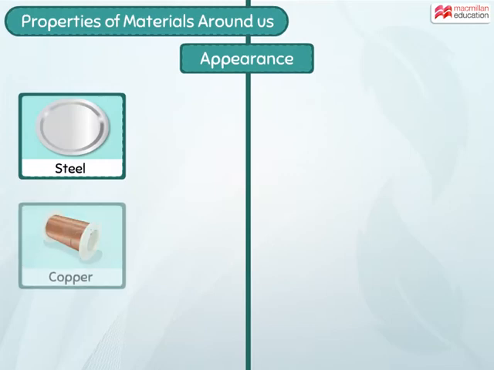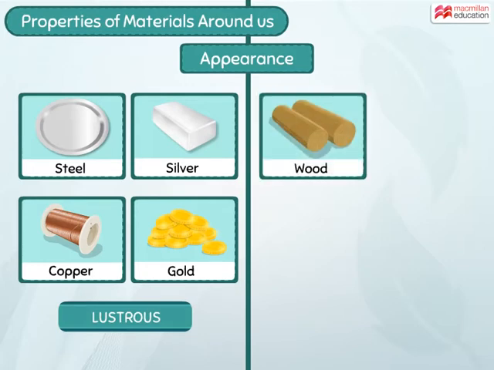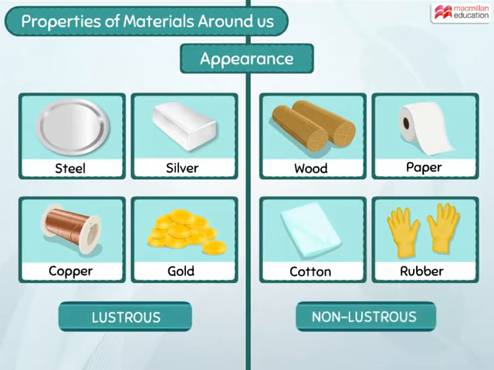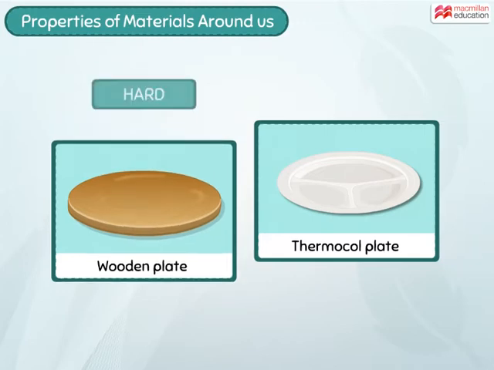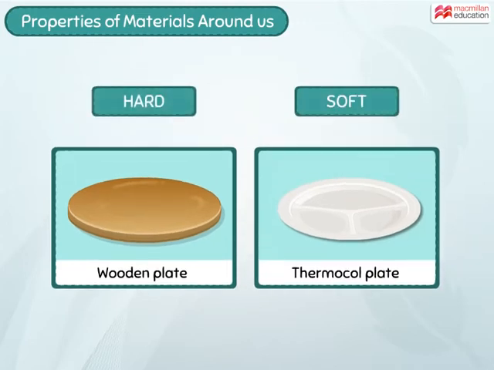Materials like steel, copper, silver, and gold that have a shine on them are called lustrous. Materials like wood and paper that do not shine and are dull in appearance are called non-lustrous. Now look at the plates made from wood and thermocol. The plate made out of wood is hard, while the plate made from thermocol is soft.